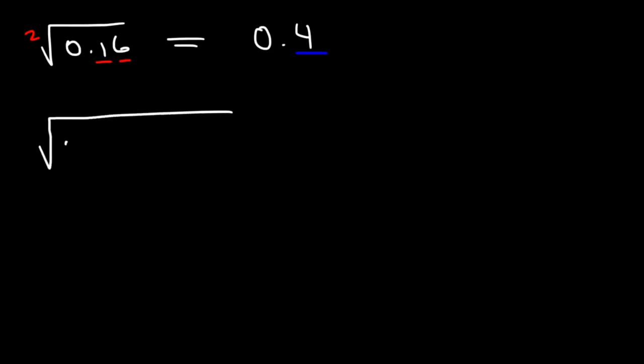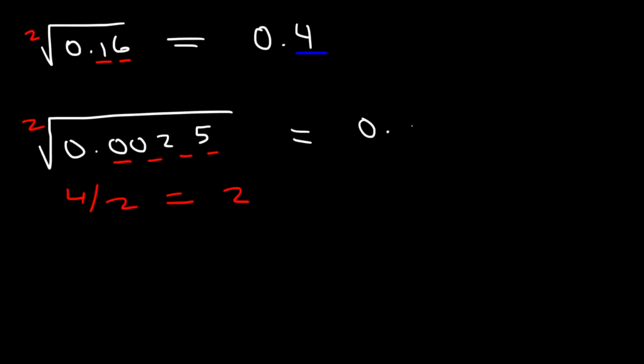What about the square root of 0.0025? Notice that there's 4 digits to the right of the decimal. And 4 divided by 2 is 2. So the final answer should have 2 digits to the right of the decimal point. The square root of 25 is 5, so this is going to be 0.05. As you can see, it has 2 digits to the right of the decimal point.